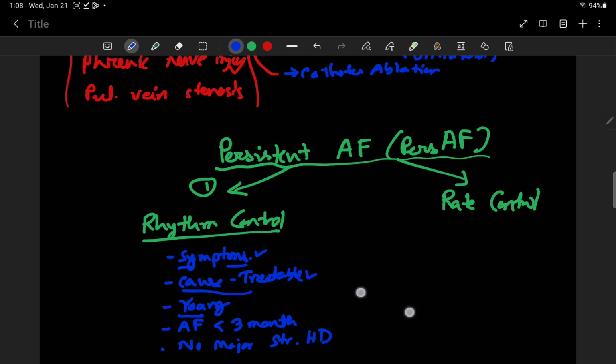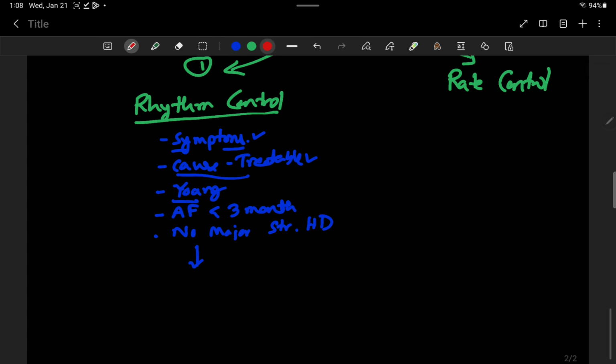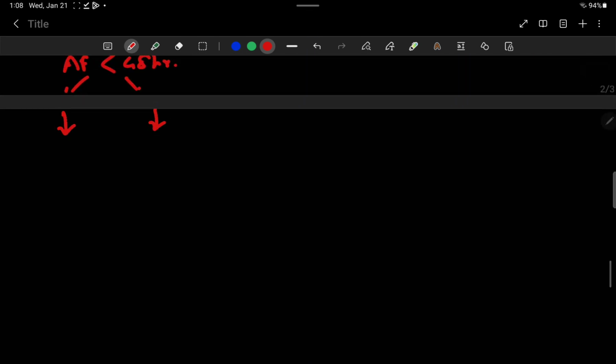So how can we go with the rhythm control options? So at first we'll do cardioversion. If AF is presented to you with less than 48 hours, there are again two types of option for your understanding. One is pharmacological cardioversion, and another one is DC cardioversion.